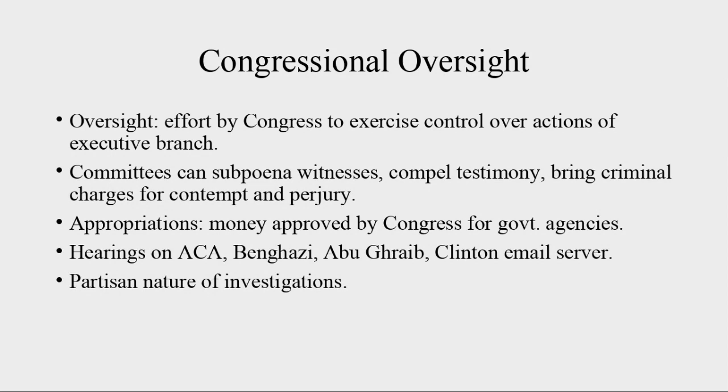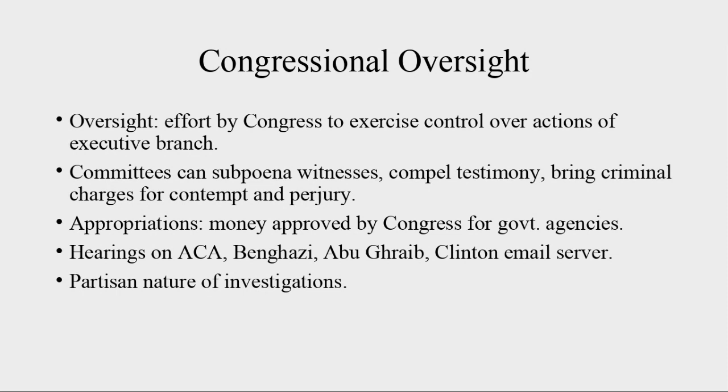Unfortunately, these investigations have become very, very partisan. Congress spent a lot of time on the Benghazi investigation, hours of testimony from former Secretary of State Hillary Clinton. And in the end, the result was, could they have done a better job? Yes. Did they deliberately ignore what was happening in Benghazi? No. So there was a lot of investigation into things like the Clinton email server, but not enough on the abuses at Abu Ghraib prison.